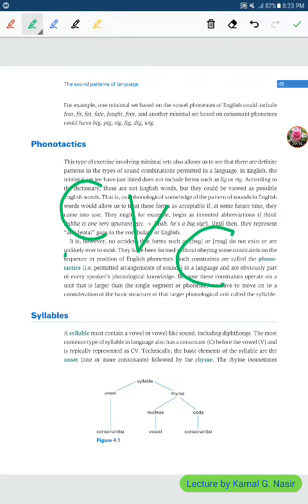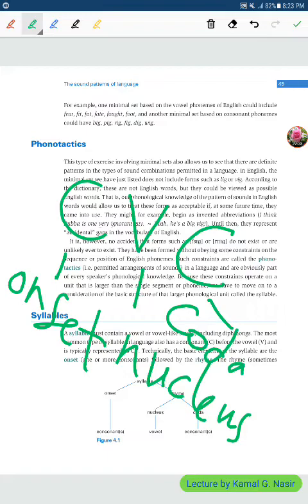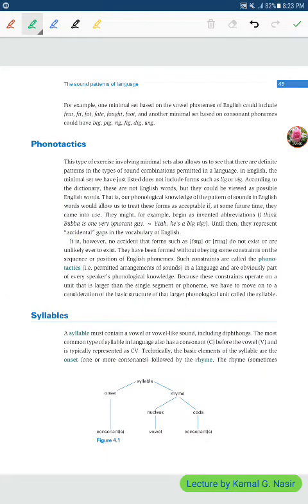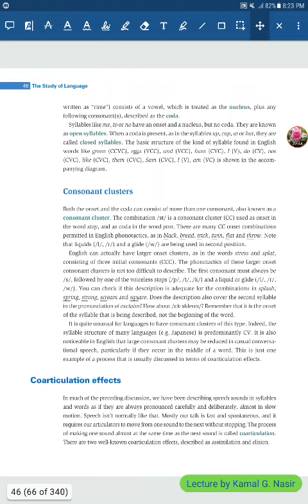This consonant is called what? Onset, and this vowel is called what? Nucleus, and this consonant is called what? Coda, you see? Through this combination you may make what? Different words. Look at these words.